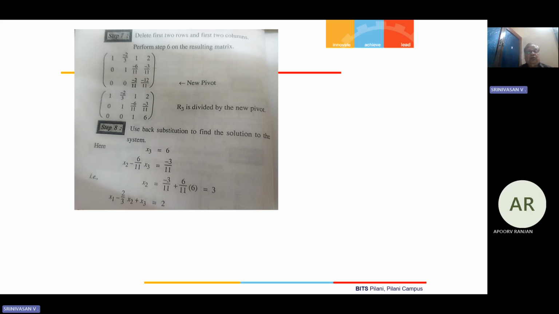After interchanging, we find that the first row is fixed: 1, minus 2/3, 1, 2. Second is 0, 1, minus 6/11, minus 3/11. Oh, this is already done, isn't it? So we don't need to worry about this. We are only bothered about the third one, which is to be divided by 1. So this is already done. We don't need to change. It's already done.